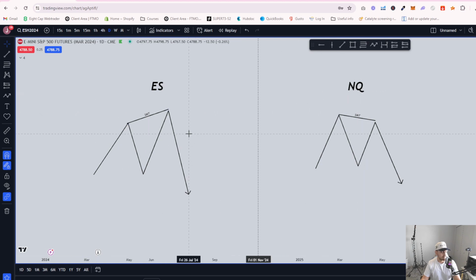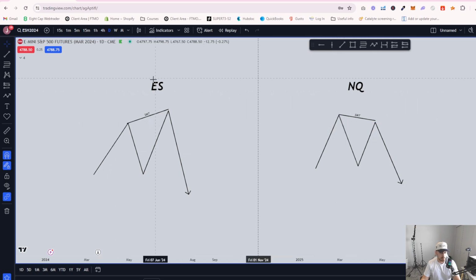So SMT divergence is basically when one of the correlated pairs takes its high or low and the other one refuses to do so. So in this basic illustration, I have a bearish SMT here. We have ES taking its high, right? Taking its buy side liquidity, and NQ refuses to do so.